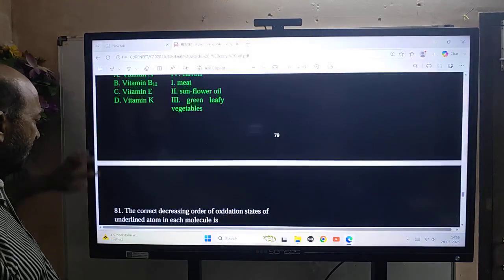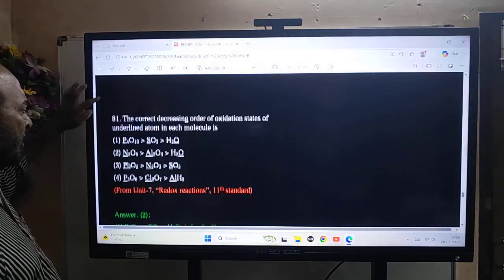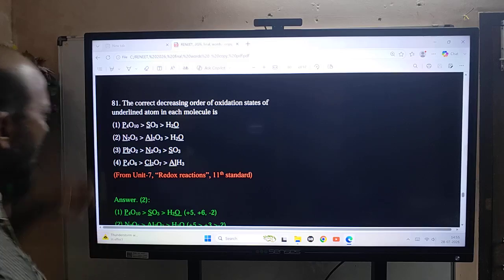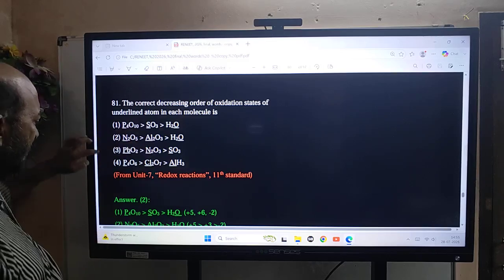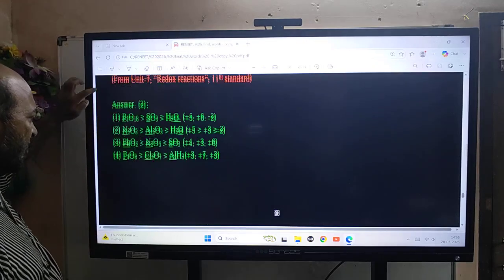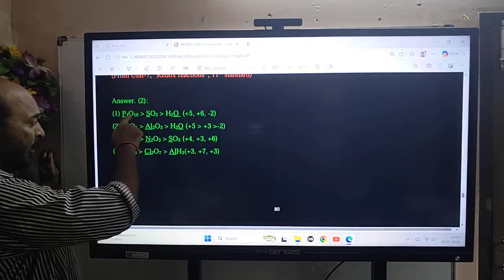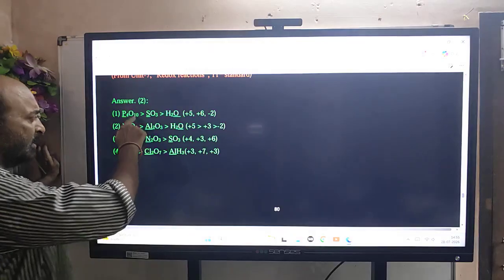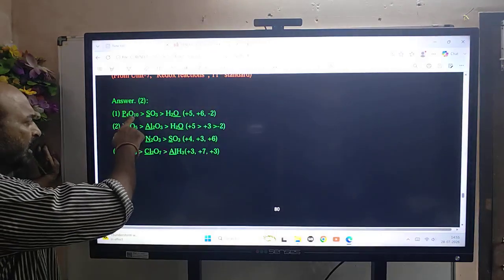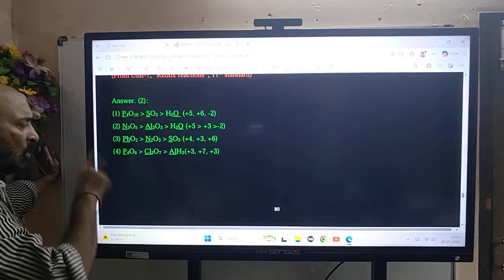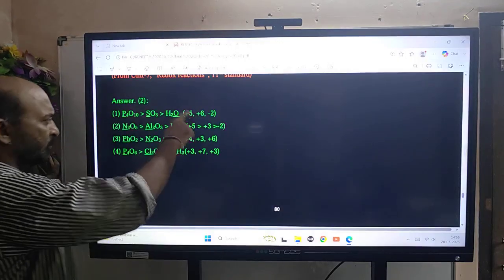Not detailing much upon it. Now, next question. The correct decreasing order of oxidation states of the underlined element. P4O10. So, very easy. We will straight away go to the answers. Look here. P4O10. Oxygen requires 10 into 2, 20 electrons, since there are 10 oxygen atoms. These 20 electrons are provided by 4 phosphorus atoms. So, the oxidation state of each phosphorus is plus 5.